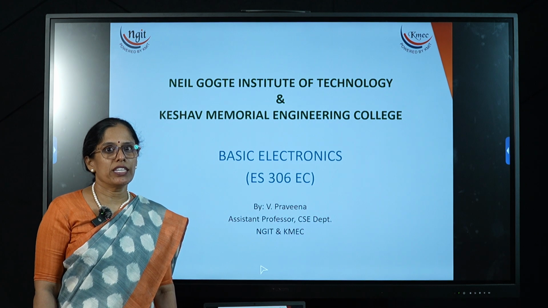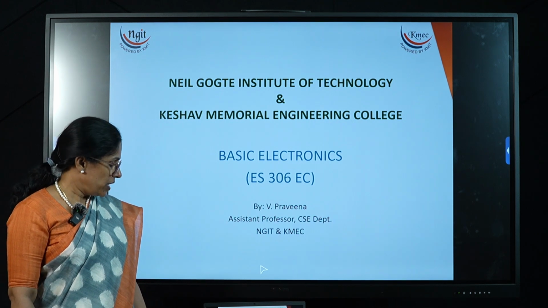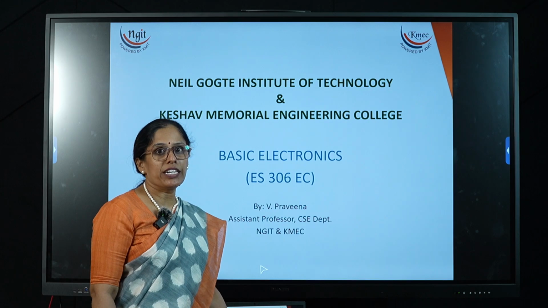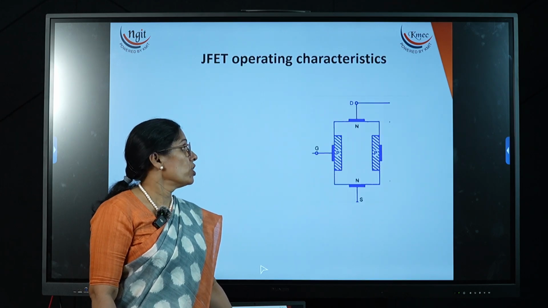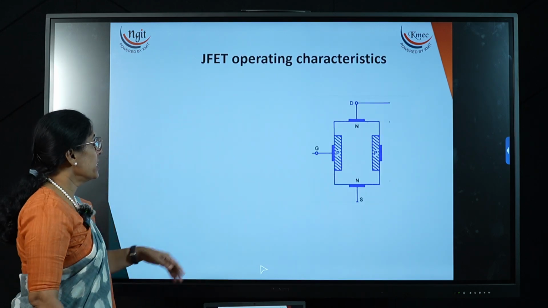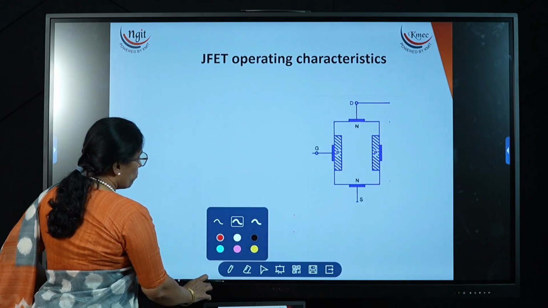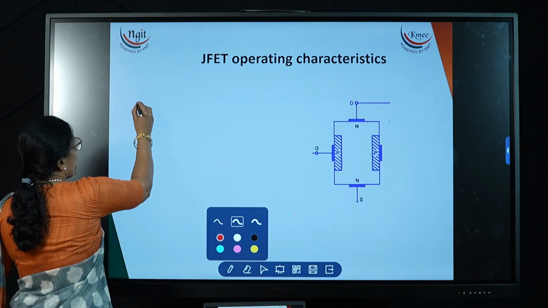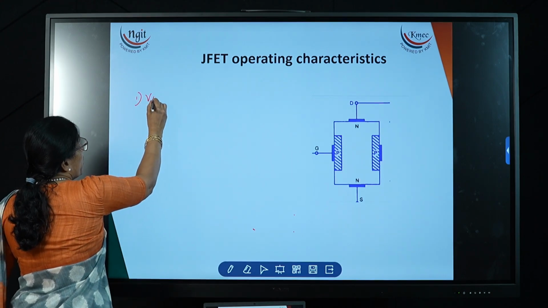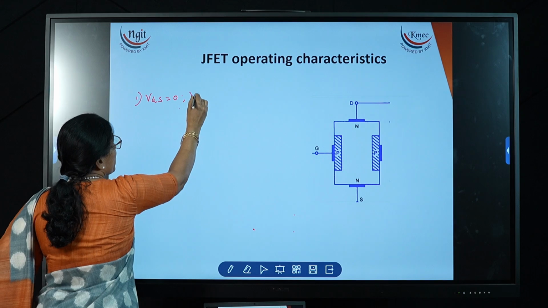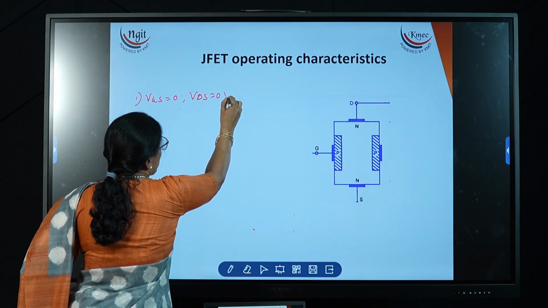In this lecture, we study the characteristics of JFET. In the previous lecture, we have studied the operation of JFET. Now here once again, we see that condition number 1 is when we keep both input and output, VGS and VDS, both at 0. At that time, no current flows in this channel.